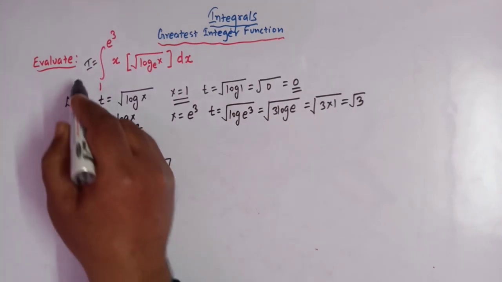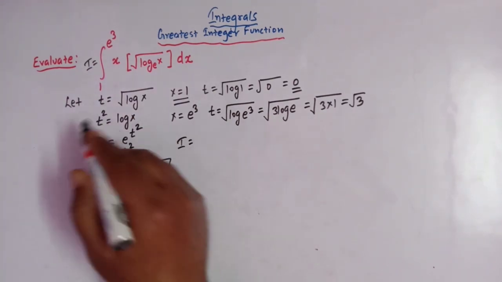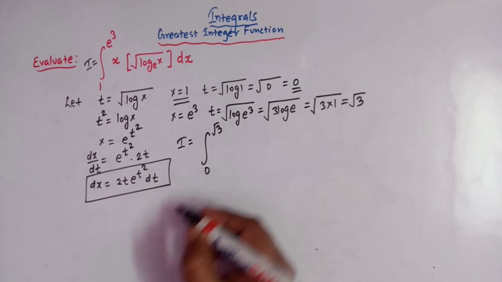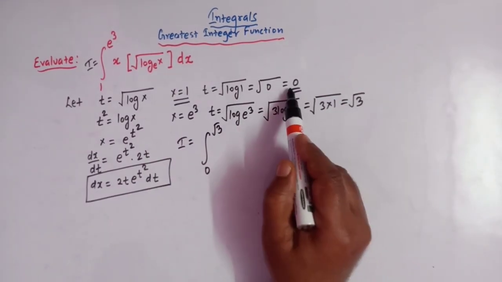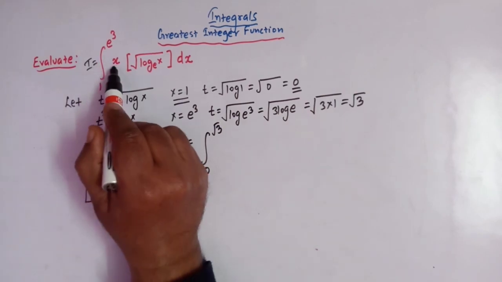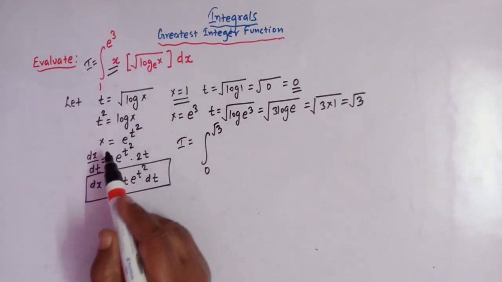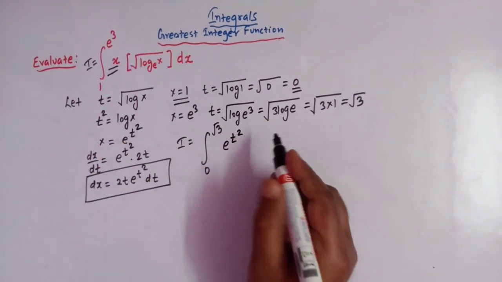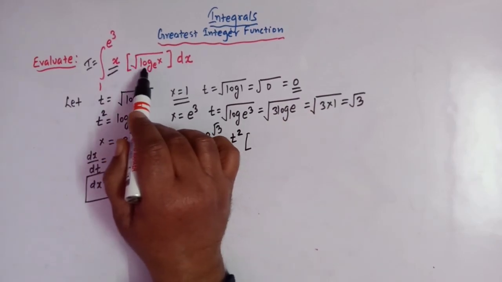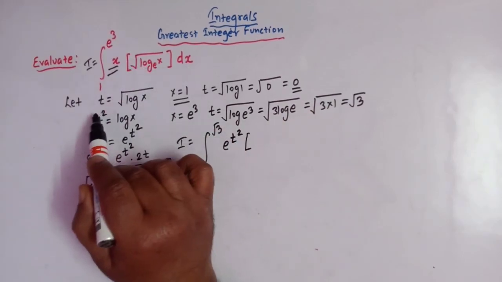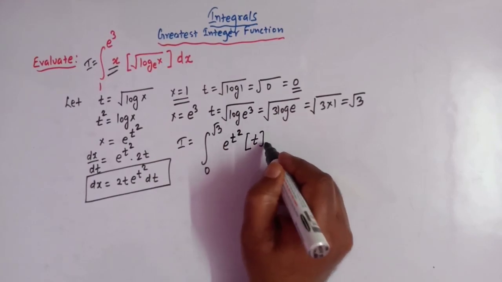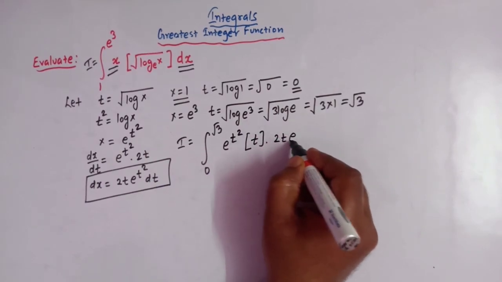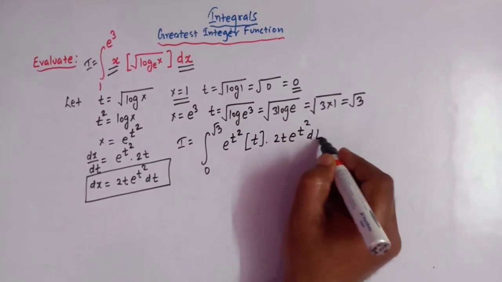Now we can write this integral I in terms of t as 0 to square root of 3, because now the limits of integration are from 0 to square root of 3, and for this x we can write e raised to t square. Here we have the greatest integer of square root of log x, and square root of log x is t. So here we have the greatest integer of t, and for dx we can now write 2t e raised to t square dt.